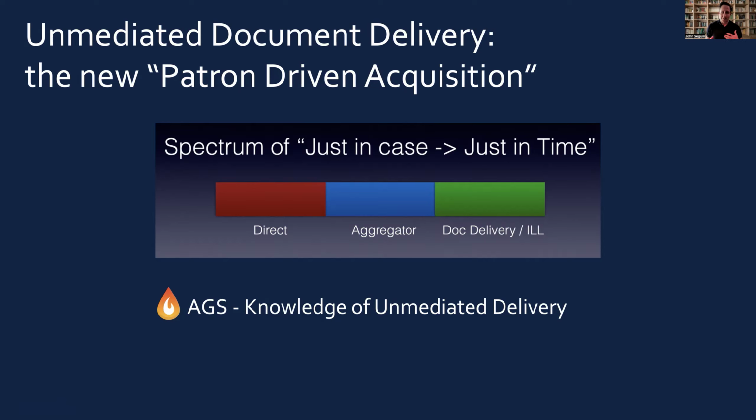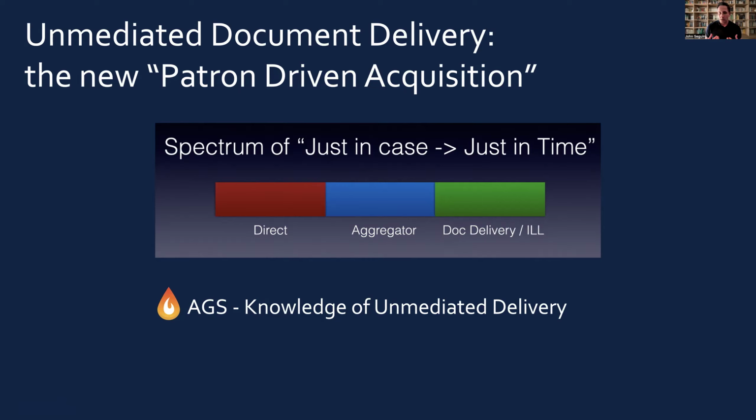Obviously, if you're more of a just-in-case library, you're going to have a lot more direct subscriptions for your journals, rely on aggregators a lot less, and document delivery and ILL even less so. But if you're a just-in-time library, you're just the opposite of that, where you may have very little direct from a publisher, maybe less of an aggregator, but rely heavily on doc delivery or ILL services to get things just in time for your users.